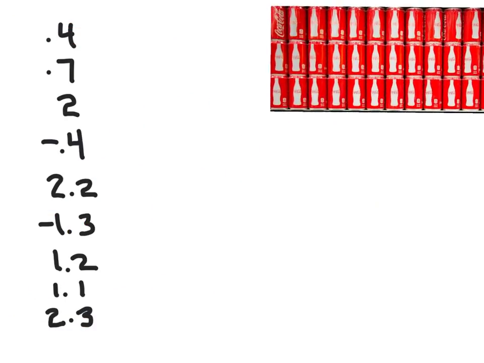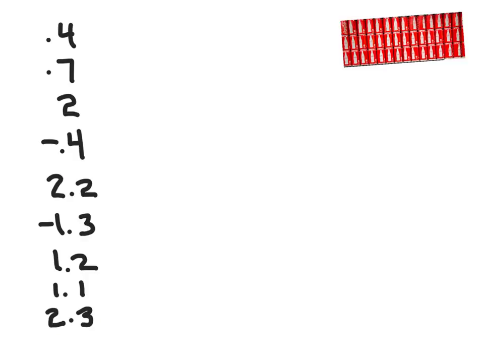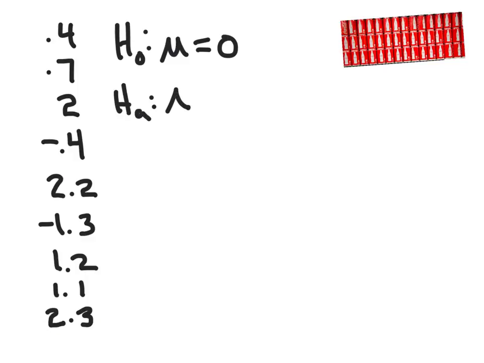So let's just get this out of the way. And here's our data. What would be our null hypothesis? The null hypothesis would be that the average would be 0, no change. And we're going to say that the alternative hypothesis is that the average is going to be bigger than 0, because a positive number indicates that it lost sweetness.